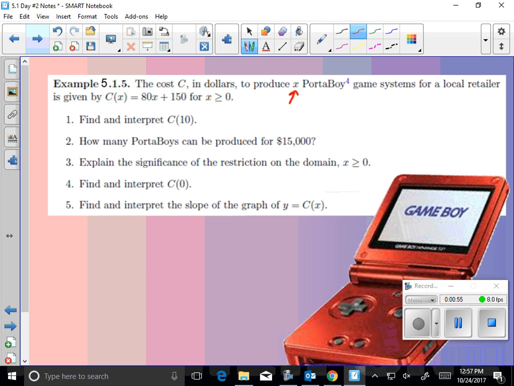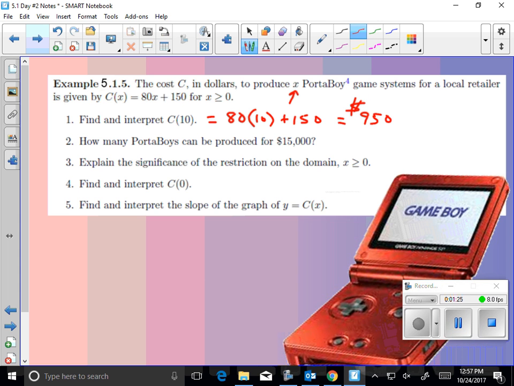What would C of 10 mean? Plug 10 in for X. If you produced 10 Portaboys, it would cost us $950. So the cost to produce 10 Portaboys would be $950. Okay, sweet.